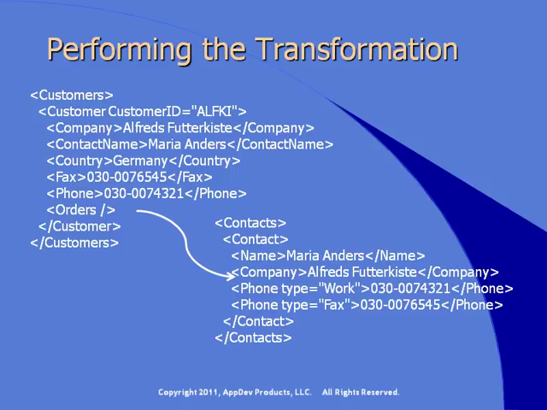But notice in the original, rather than having phone elements, we have fax and phone. Well, why should fax and phone be different? They're just phone numbers. So on the right-hand side, I would like to transform those into phone elements where an attribute indicates what kind of phone number it is, work or fax, home or mobile, or so on. So our goal then is to iterate through our collection of customers and transform the content from the format on the left to the format on the right.